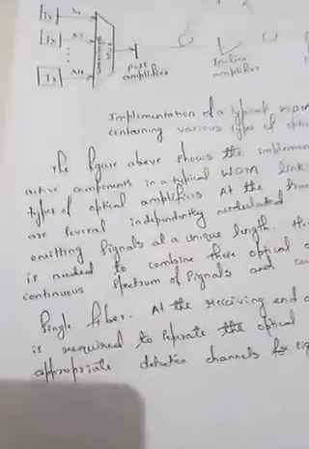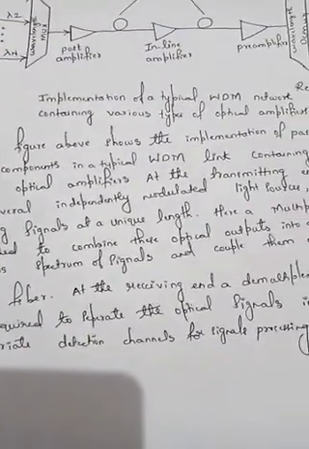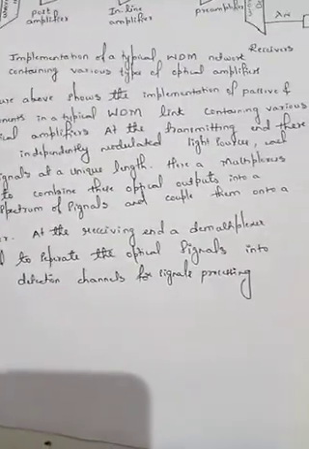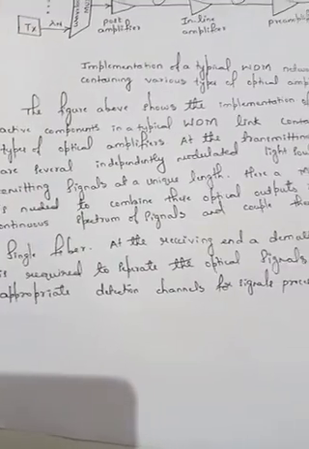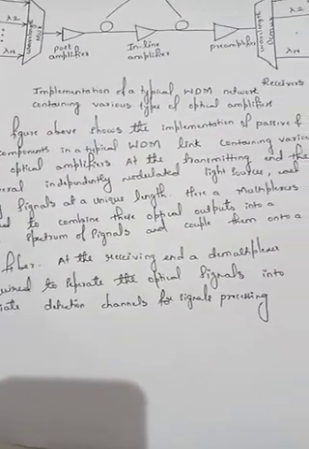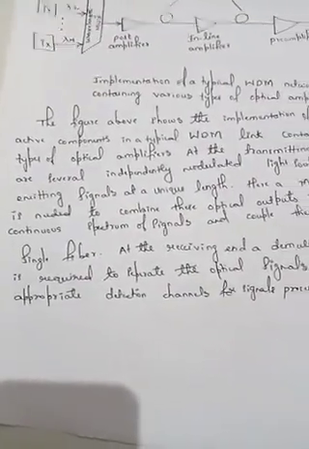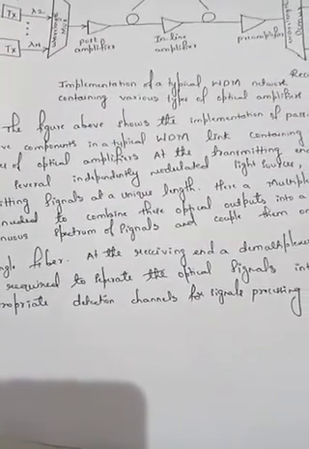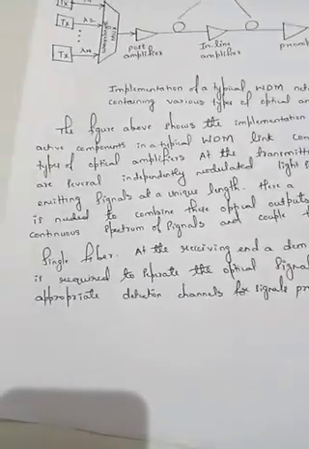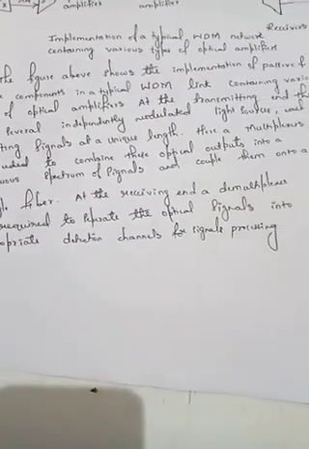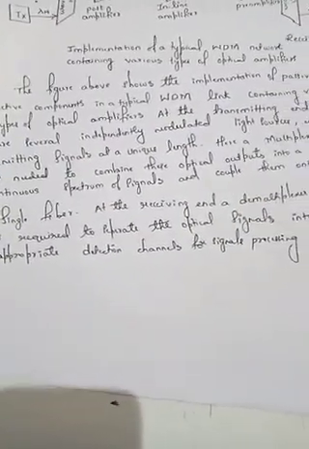The figure, as I told you, shows the implementation of the passive and active components in a typical WDM network containing various types of optical amplifiers. At the transmitting end, there are several independent modulated light sources, each emitting a signal at a unique wavelength. Here, a multiplexer is needed to combine these optical outputs into a continuous spectrum of signals and couple them onto the single fiber. At the receiving end, as I told you, a demultiplexer is required to separate the optical signals into the appropriate detection channels for signal processing.